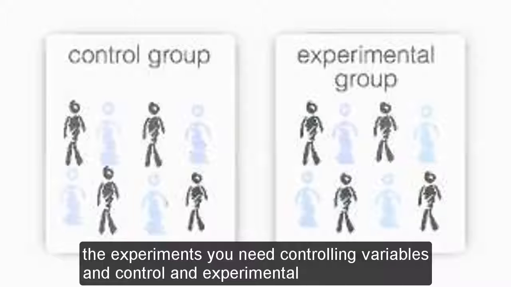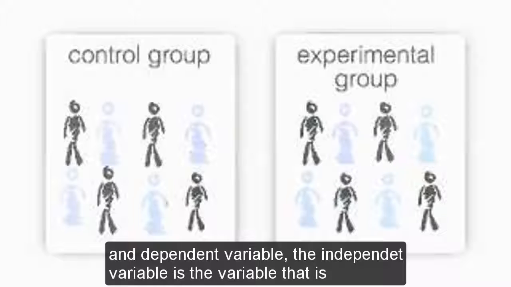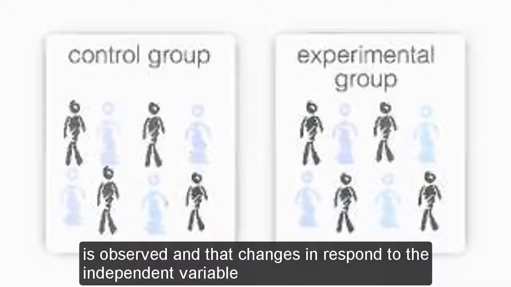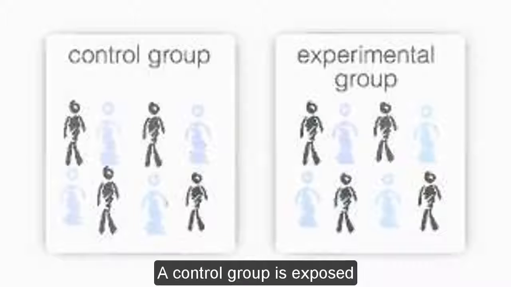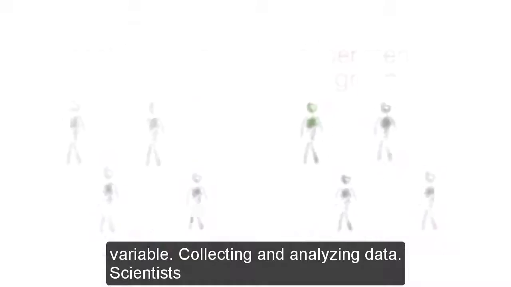To control that experiment, we need controlling variables and control experimental rules. The variables are independent and dependent variables. The independent variable is the variable that is deliberately changed, and the dependent variable is the variable that is observed and that changes in response to the independent variable. A control group is exposed to the same conditions as the experimental group except for one independent variable.